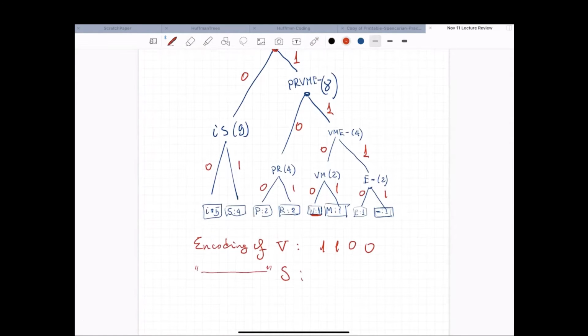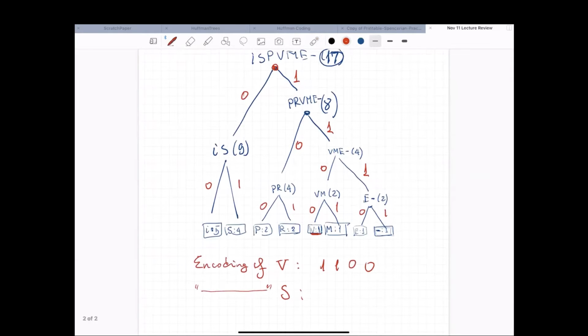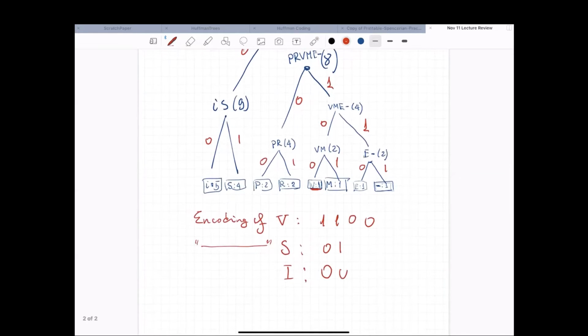Just 1, 0, 1, 0, 0, 1, right? 0, 1. So notice that to encode S, it takes me just 2 characters. S was very frequent. To encode I, how many characters does it take me? Well, I count down: 0, 0 is the encoding of I. Those characters that were most frequent, like S, which appeared 4 times in the original text, only take 2 characters to encode.